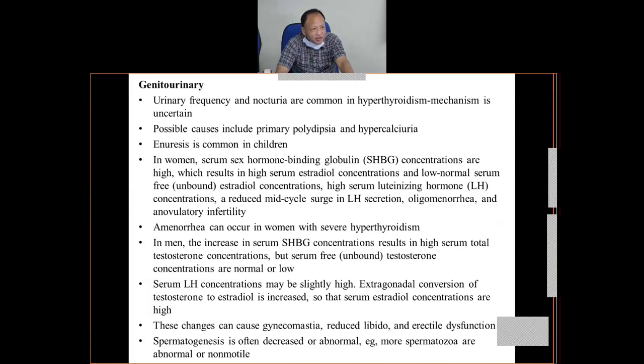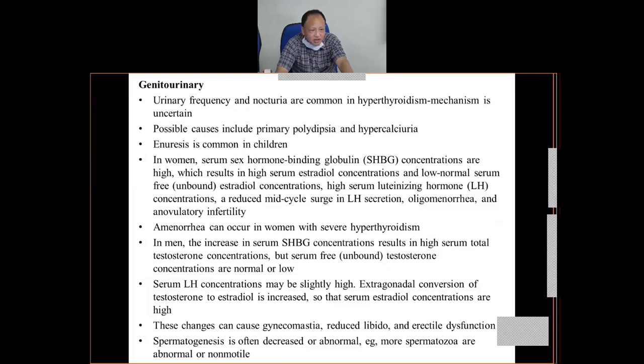Amenorrhea can occur in women with hyperthyroidism. In men, the increase in sex hormone binding globulin results in high serum testosterone concentrations. If you have high testosterone concentrations, then why should you have low libido or gynecomastia? The point is that, in spite of that, serum free testosterone concentrations are normal or low. At the same time, serum luteinizing hormone concentrations may be slightly high.